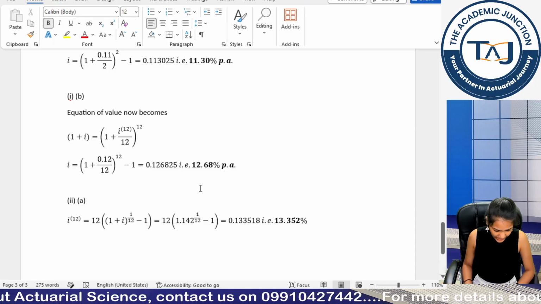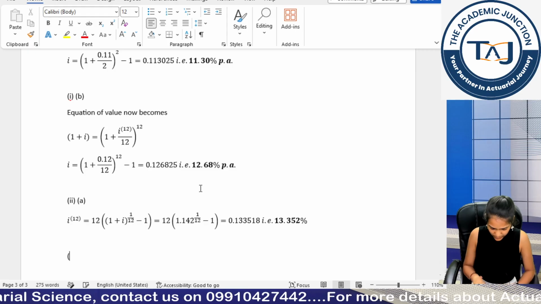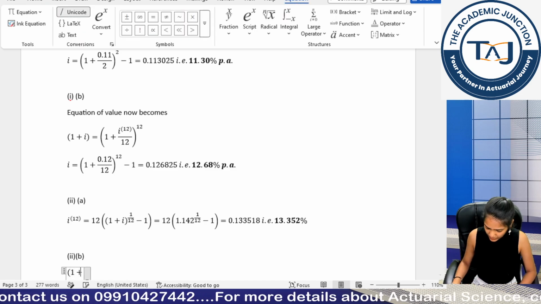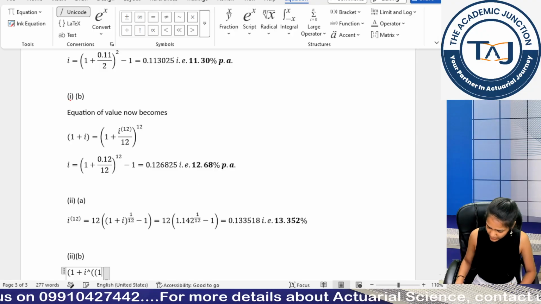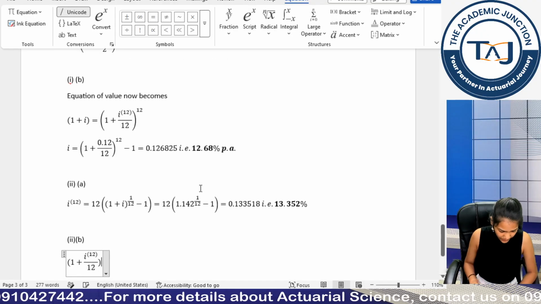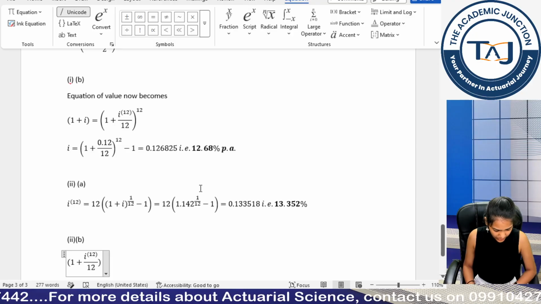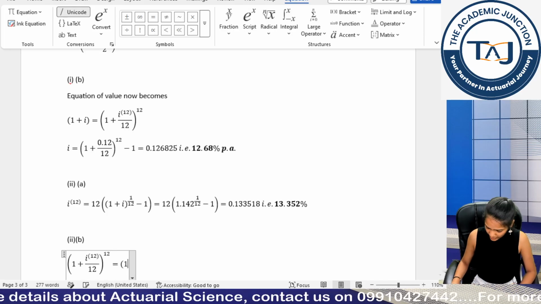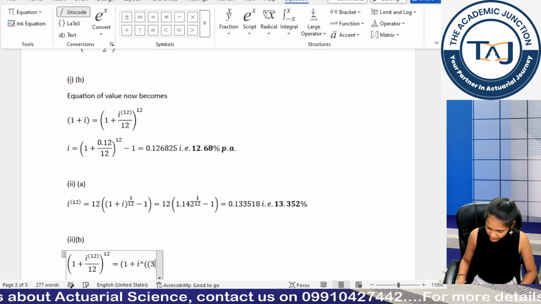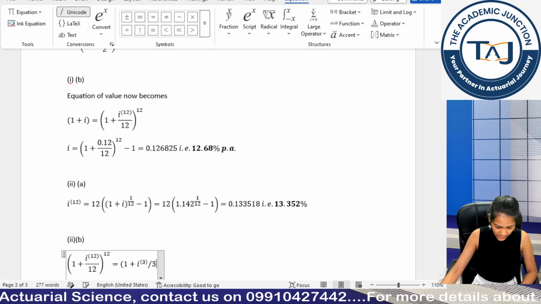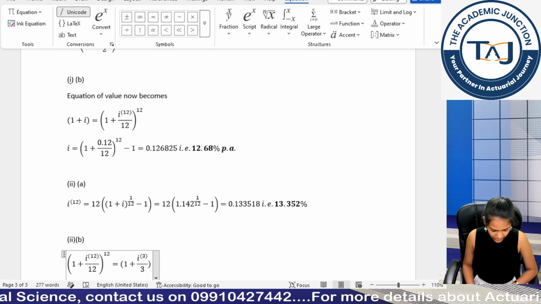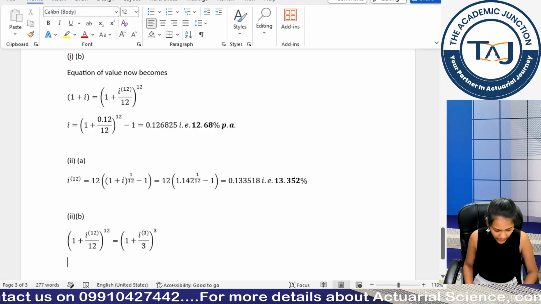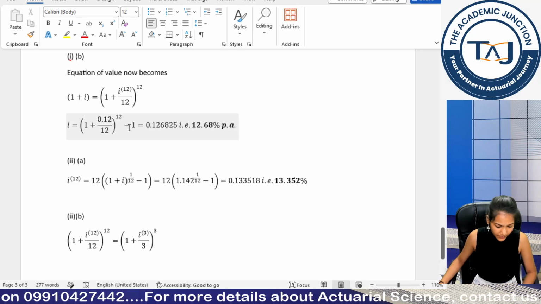Cool. For the second, let us use the other equation we have just formatted here. So we know that 1 plus i raised to the power double brackets by 12, this raised to the power 12, this is equal to 1 plus i double brackets 3, since it is convertible 3 times in the year, space bar 3. Okay. Now putting on the values whatever we have, and finally getting out whatever we want.